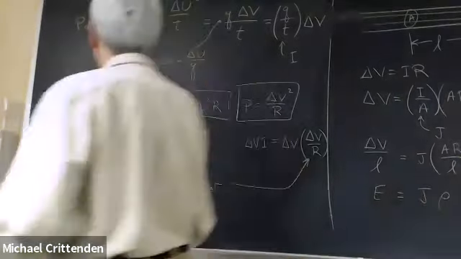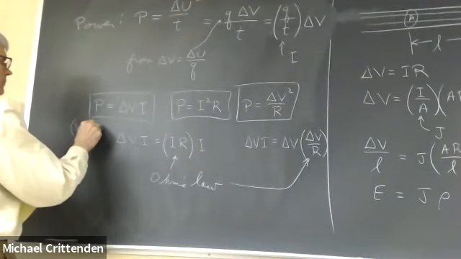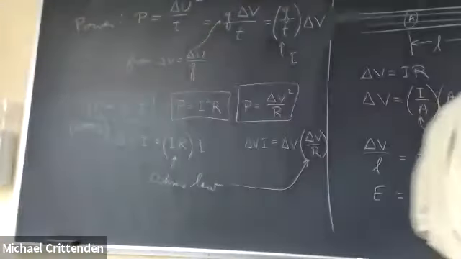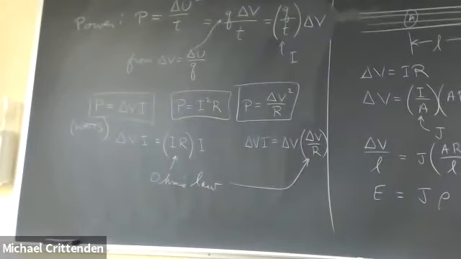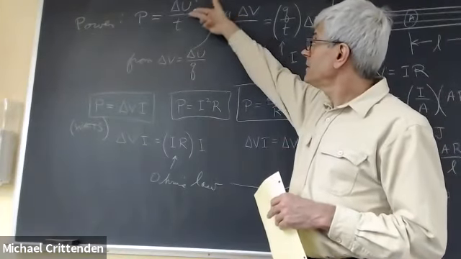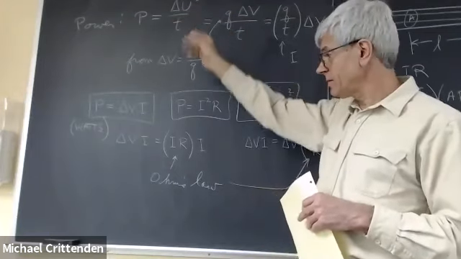And once again, if you're working in SI units, power is measured in watts. A watt is a joule per second. If you go back to the basic definition, work done per unit time, joules divided by seconds. Joule per second is a watt.